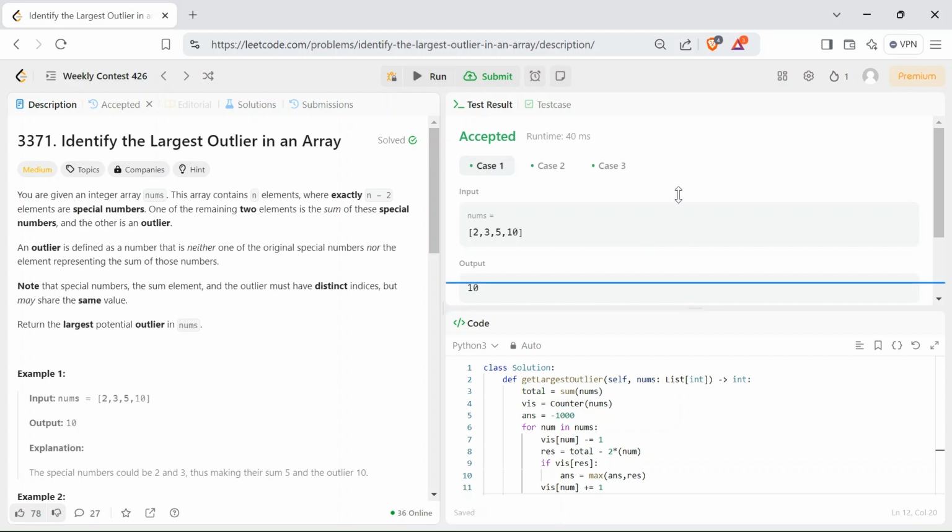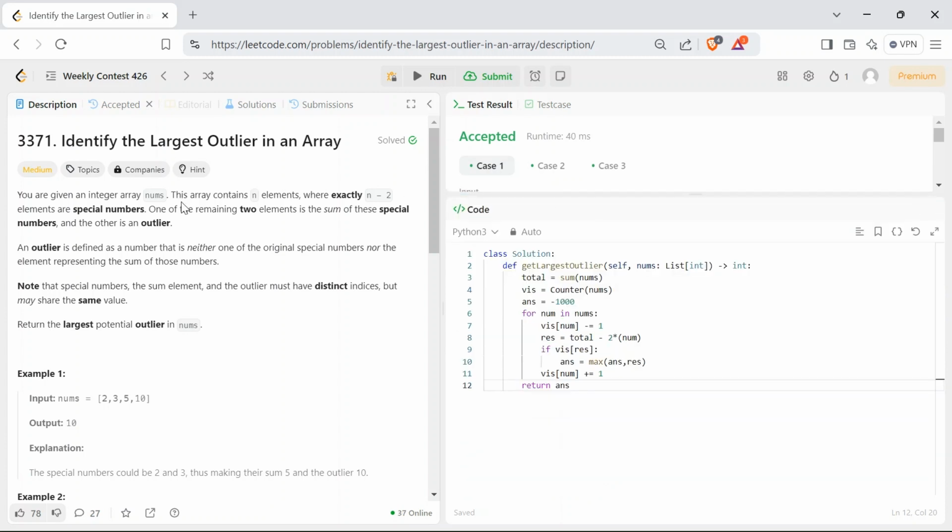So let's meet in part 2 of this discussion, where I would discuss the other two problems of this LeetCode challenge. Bye bye.